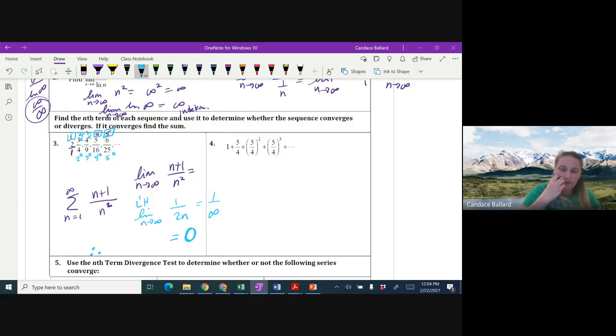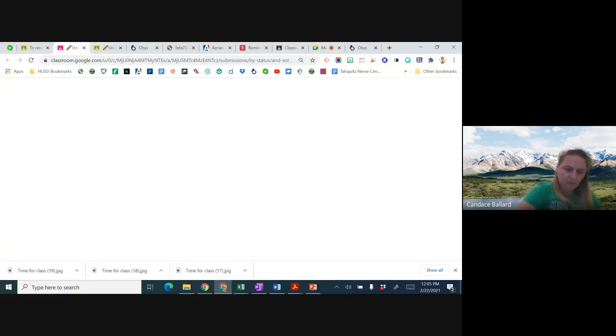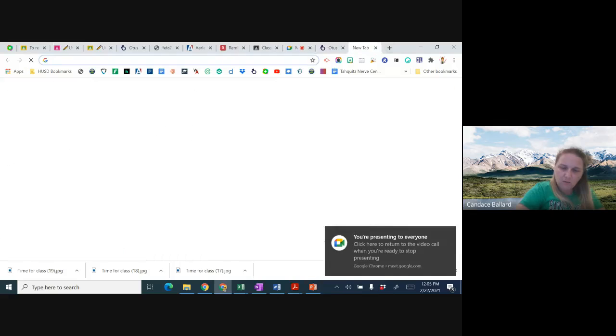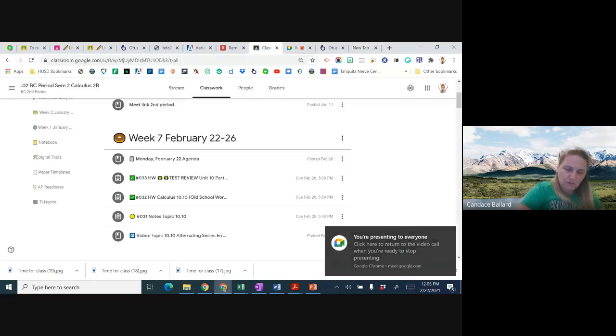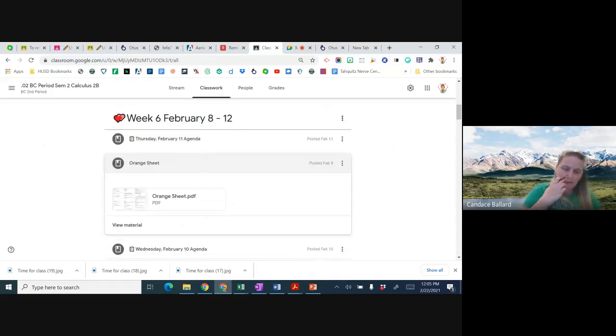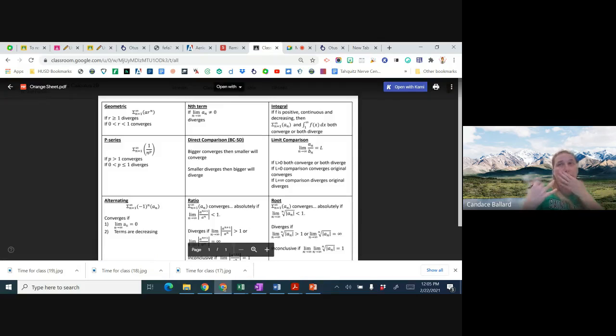Okay, let's get out the orange sheet. Oh, that's not the one. No, that's not the one I wanted. Where's the full classroom? This one. Okay, let me find the orange sheet. There it is. Okay, let's look it up. You can have your orange sheet out during the test. Okay, you can't during the AP test, but you can during this.